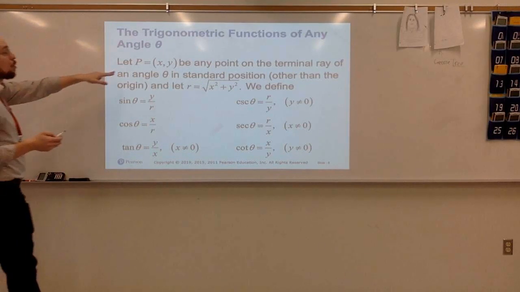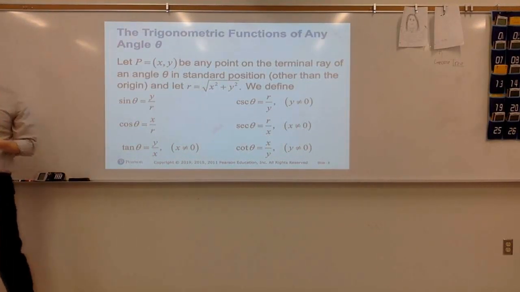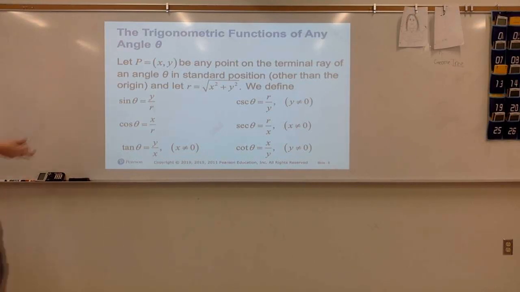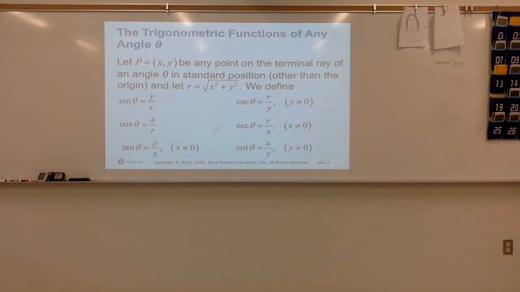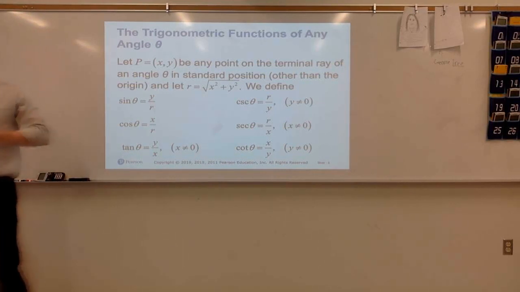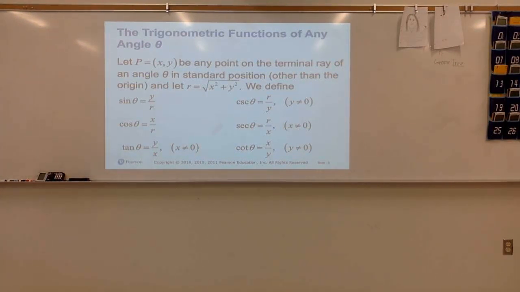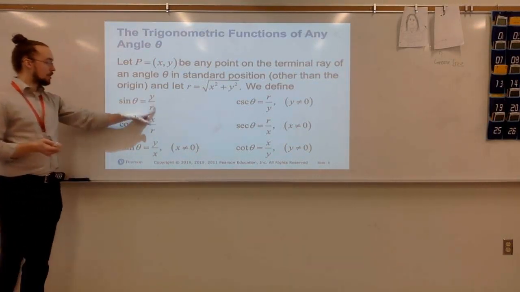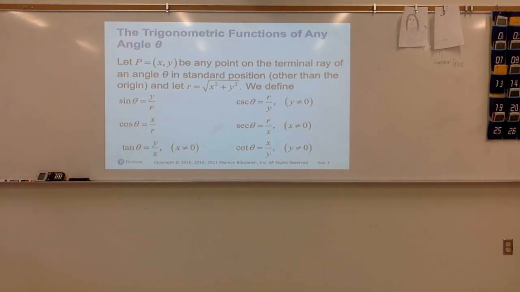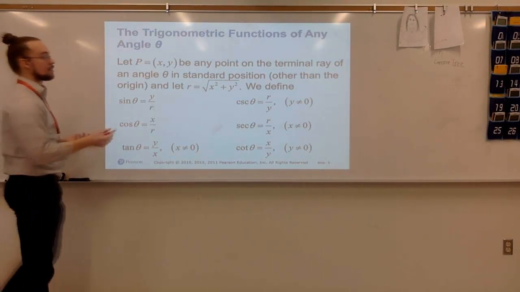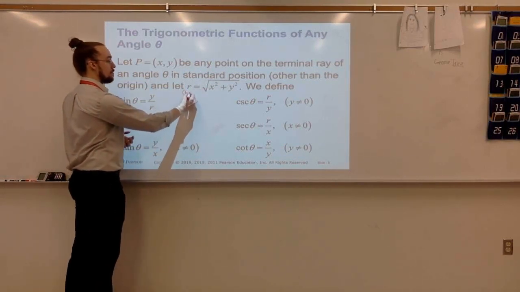We're defining that point as having an x and a y coordinate. And then r is the distance from the origin to that point, the square root of x squared plus y squared. That's just the Pythagorean theorem solving for the hypotenuse of that right triangle, so they're just calling it r in this case. Sine is the y coordinate of the point on the terminal side over that distance from the origin to that point, which again is essentially the hypotenuse of the right triangle.